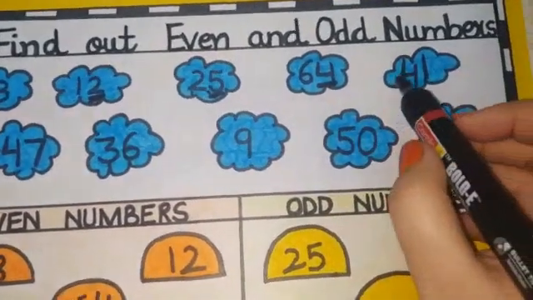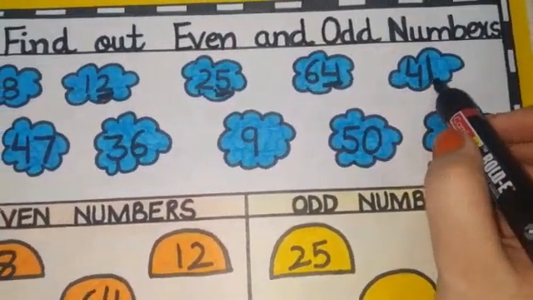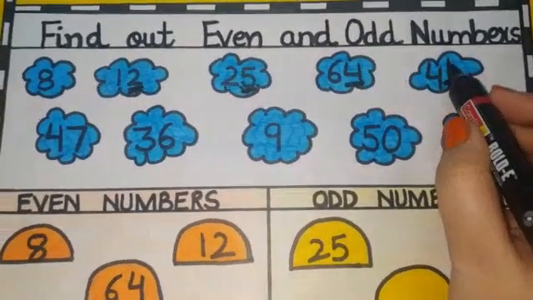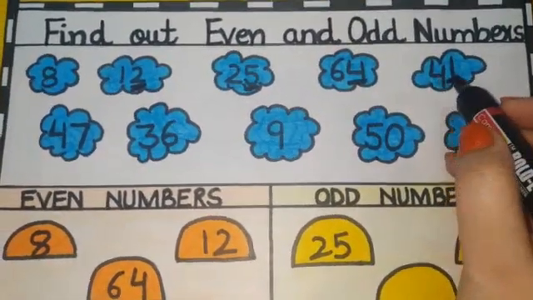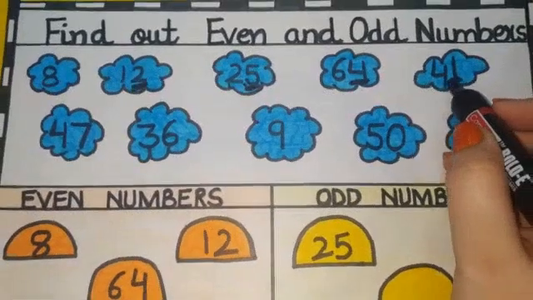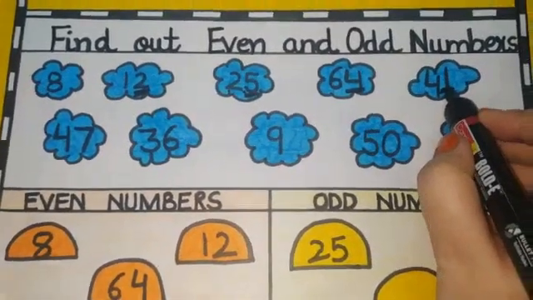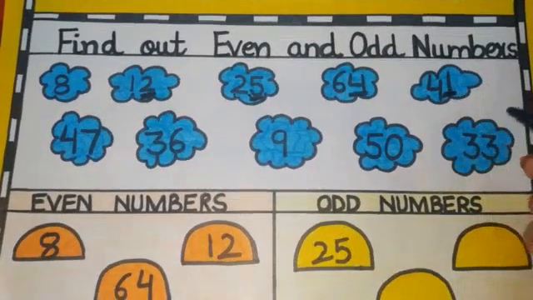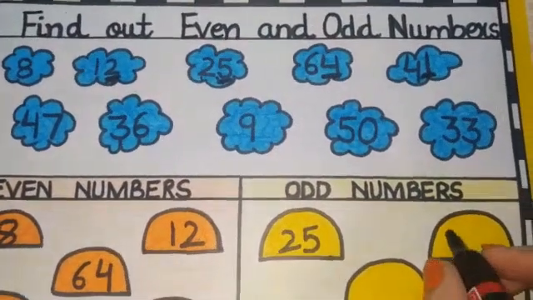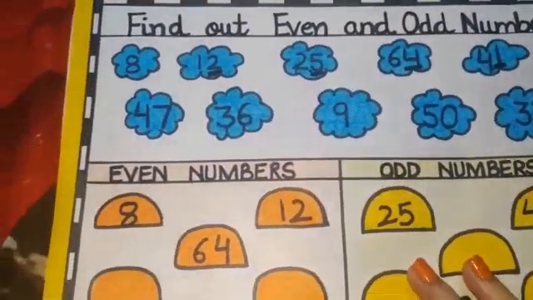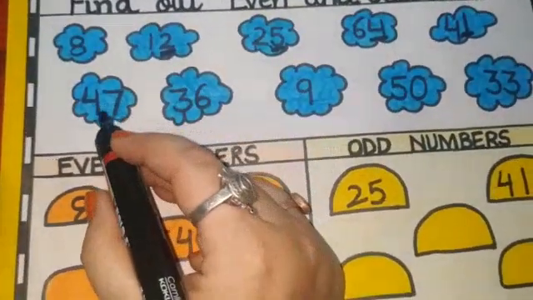Next we have 4, 1, 41. Again we'll see the last number. Last number is this. This is 1. So 4, 1, 41. And 1 is the last number. So is 1 an even number or odd number? It is an odd number, right? So we will write 41 in this odd numbers section because it is an odd number.